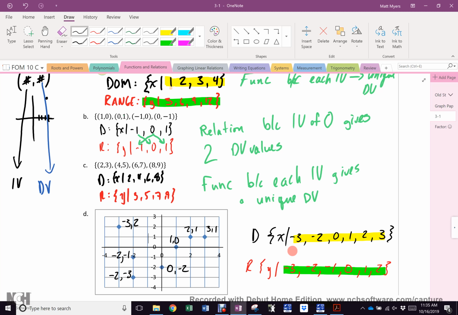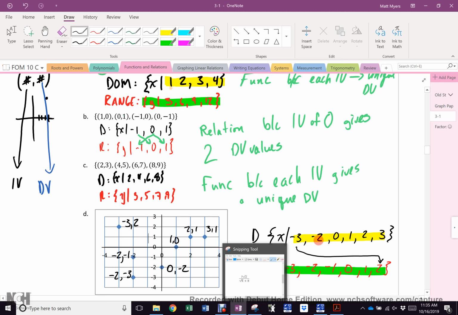Now the question becomes, is this a function or a relation? You got a 50-50 shot. Function is what we're all saying? Okay. So when I'm at negative 3 on the x, what's my dependent variable value? Is 2. Negative 3 goes to 2, yes? Function, right? One independent variable value, one dependent variable value. Agreed?